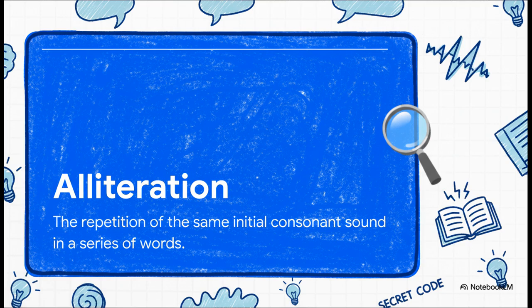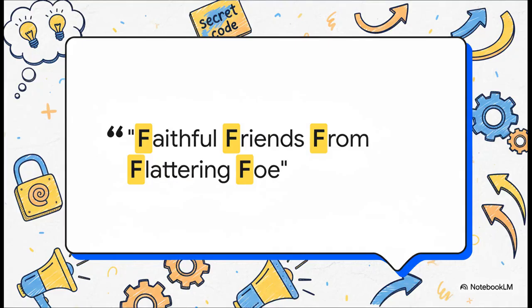It's super catchy, it creates a nice rhythm, and it really helps phrases stick in your memory. Just listen to how this one sounds. Faithful friends from flattering foe. That repeating F sound, it just ties the whole phrase together musically, doesn't it? It's really pleasing to the ear, and it subtly punches up the connection between all those words.